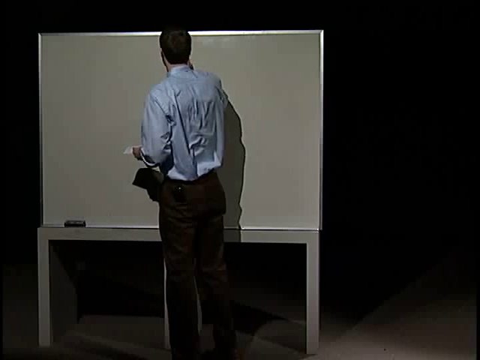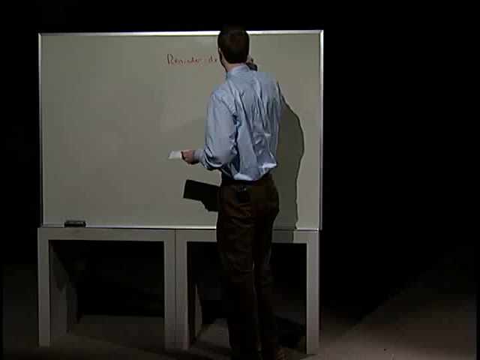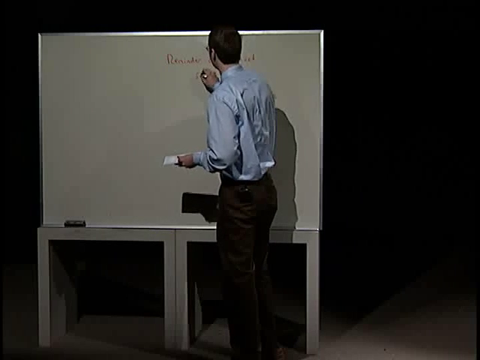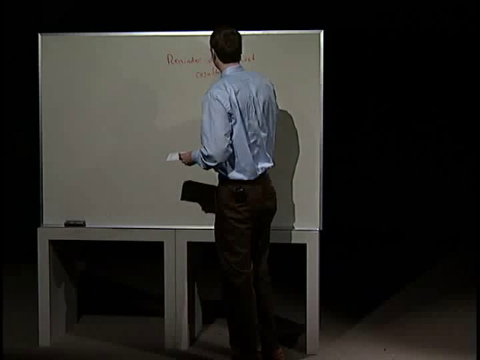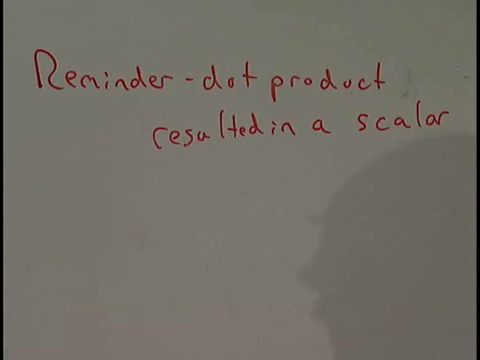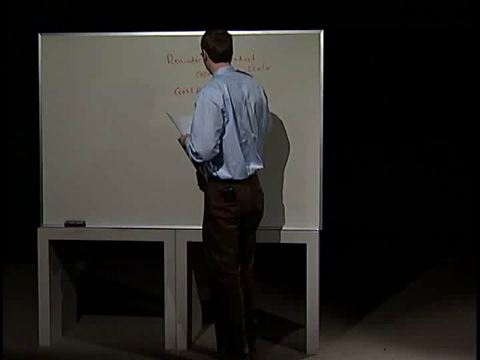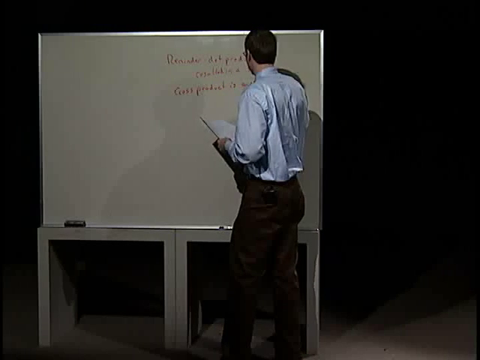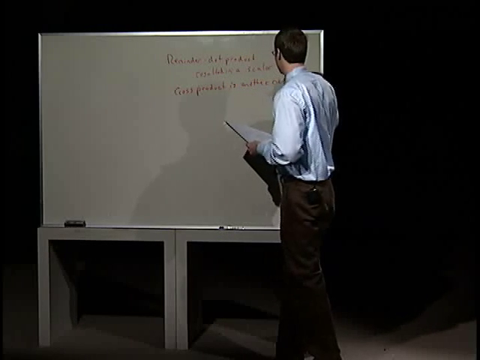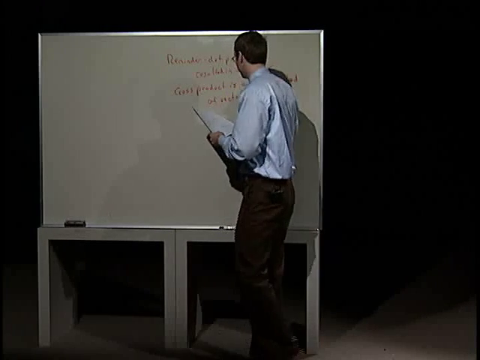Okay, so reminder, the dot product resulted in a scalar, not a vector. It's a scalar product. Scalar was the result of it. Okay? The cross product is another method of vector multiplication.